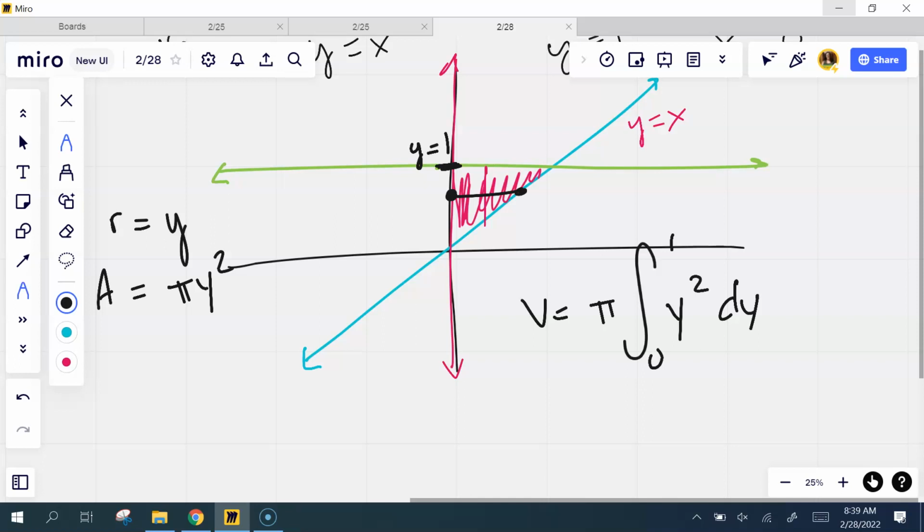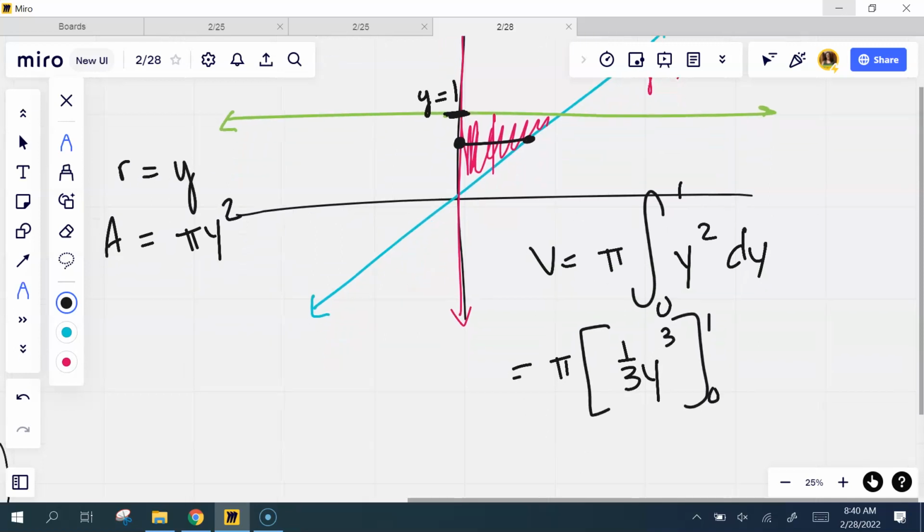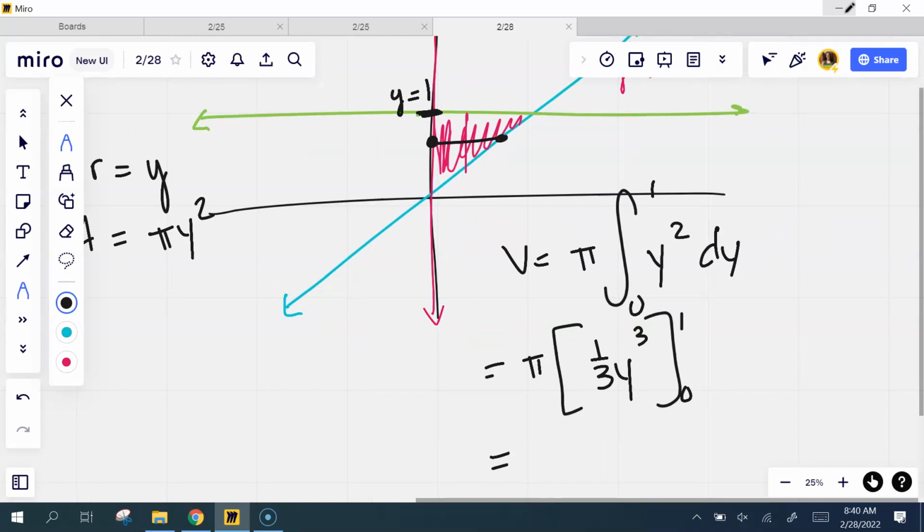They probably did a washer, but we shouldn't come back to the same thing they did. We rotate that way. What's that look like? That looks like a cone. The other would have a hole in it. Let's see what we get here. This would be 1/3 y cubed from 0 to 1.